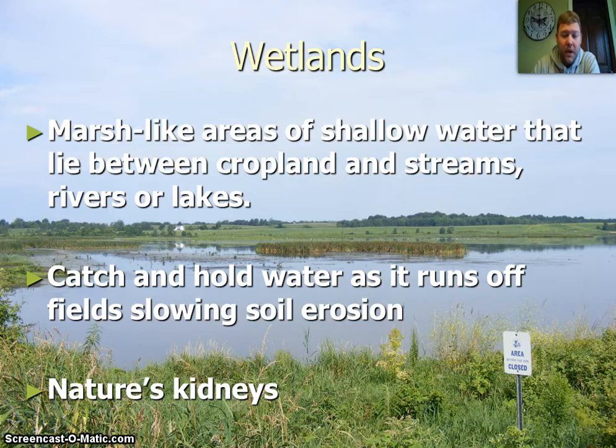Finally, wetlands. Again, you'll see a lot of these around our county too. It's a marsh-like area of shallow water that lies between the cropland and the streams and the rivers or lakes. Basically, it catches and holds the water as it runs off the field, slowing the soil erosion. Think of it, wetlands are like nature's kidneys. They help filter out the soil and the chemicals before it goes actually into the river or the creeks or the lakes. So wetlands are another very important conservation practice that we have.